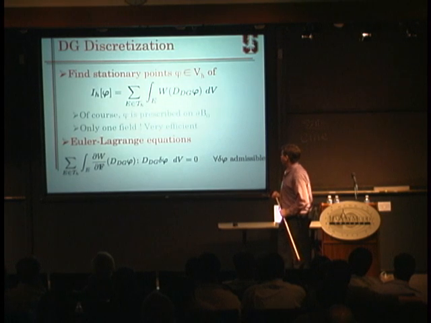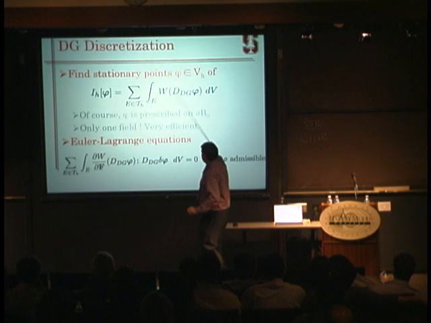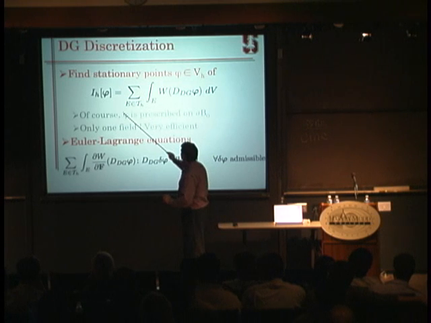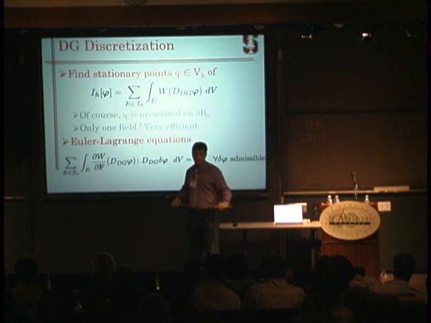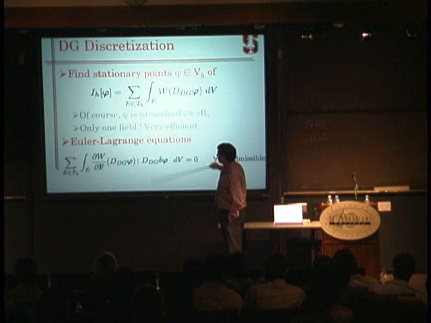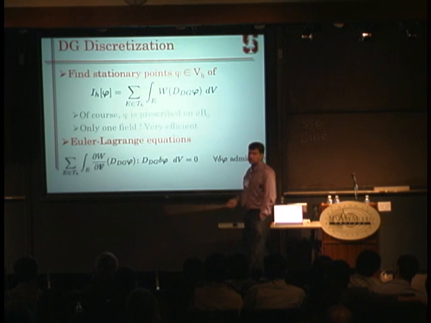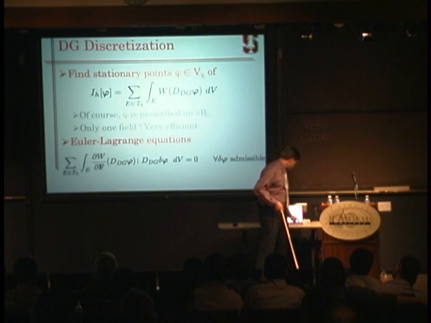So this is the design of the method. We want to find stationary points in the discrete space that we constructed of this functional, which is just the potential energy of the system, but now evaluated with what we call the DG derivative of the deformation mapping. It's as simple as that. Then, when you vary this to find the conditions for the stationarity of this functional, you get the Euler-Lagrange equations, and this is the set of nonlinear equations that you have to solve to find the deformation of your body.